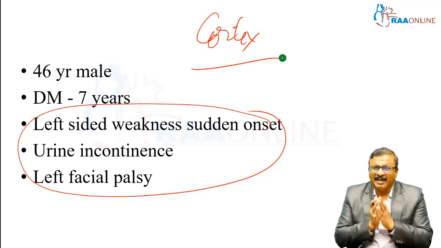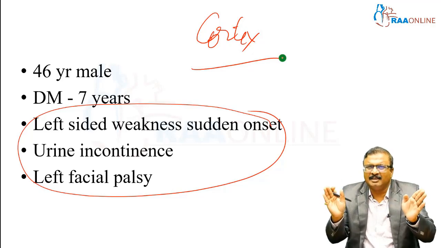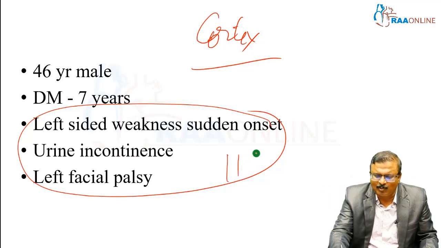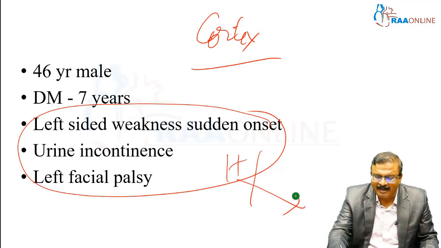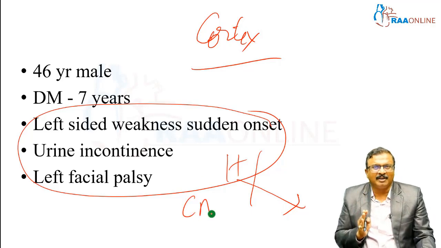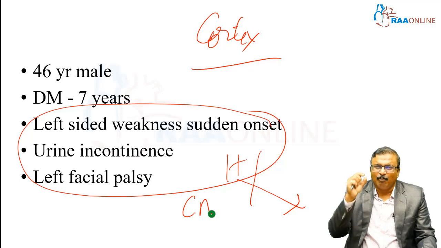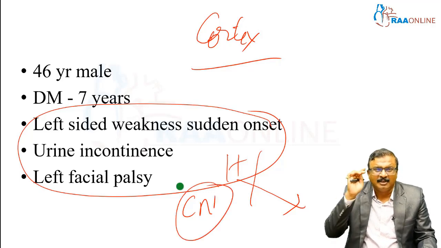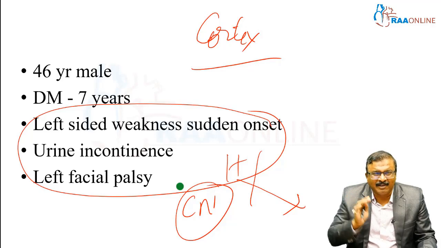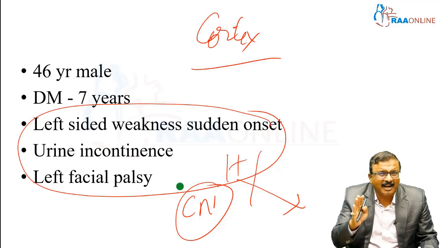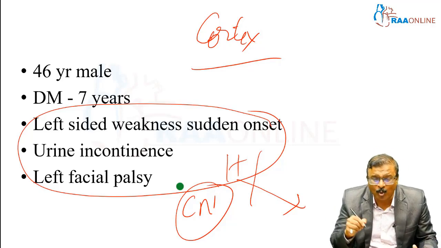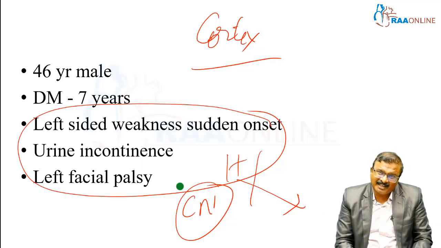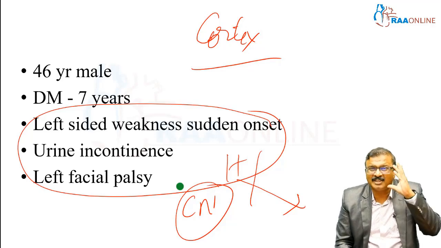Now, how to say it is internal capsule or brainstem? Nothing special. Brainstem means there will be crossed hemiplegia. Crossed means hemiplegia on one side, contralateral, and ipsilateral cranial nerve. Same side cranial nerve will be affected. If it is midbrain, third and fourth; pons 5, 6, 7, 8; medulla 9, 10, 11, 12. Ipsilateral cranial nerve, contralateral hemiplegia, that is crossed hemiplegia, that is brainstem. Very easy.